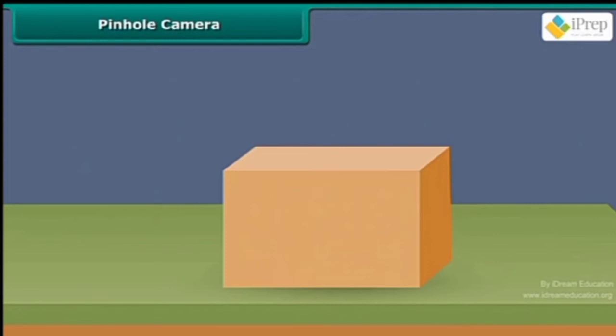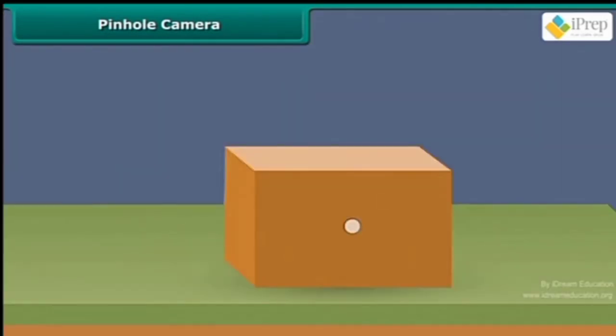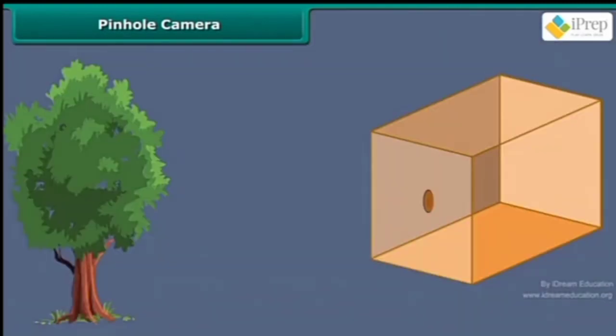Take a cardboard or a tin box. Cut open a side of the box and paste a tracing paper over it. Pierce a very small hole in the center of the side opposite to the one on which the tracing paper has been pasted. Close the box from all the sides. The pinhole camera is ready to use.